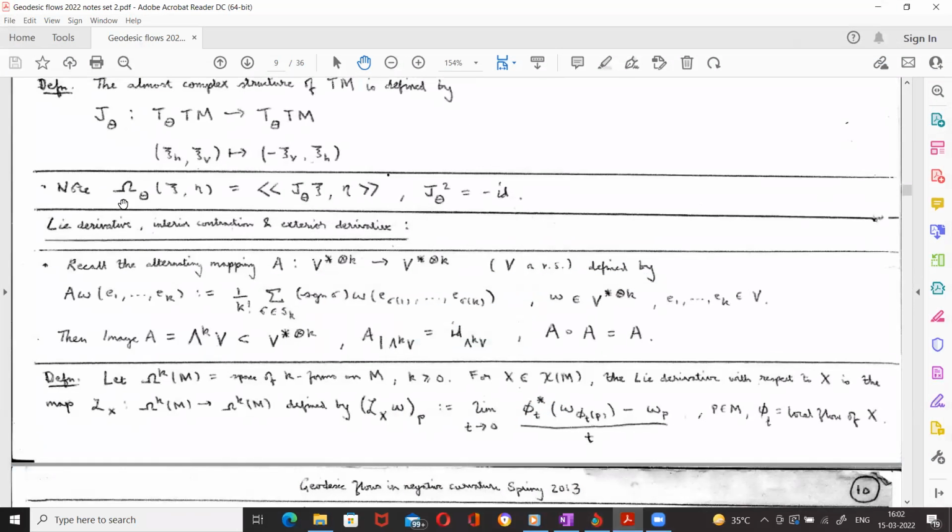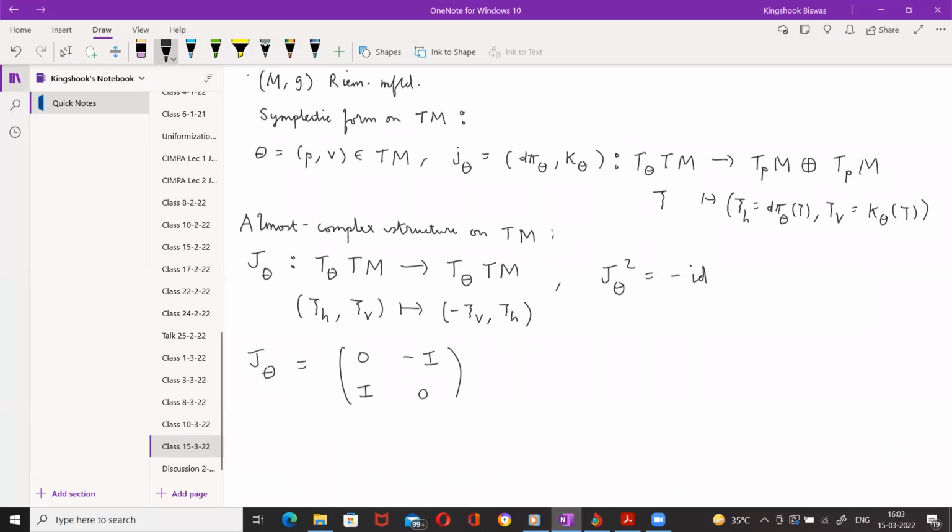So the symplectic form is a two form. It's defined in the same way that we did for R2N. It is just omega theta of xi comma eta is the Sasaki inner product of j theta xi with eta. Okay. So note that j theta, this is clearly an isometry for the Sasaki metric, right? Yes.